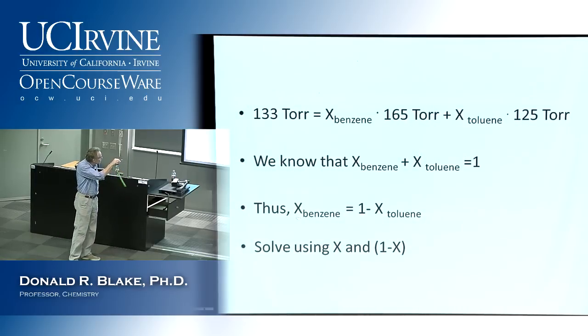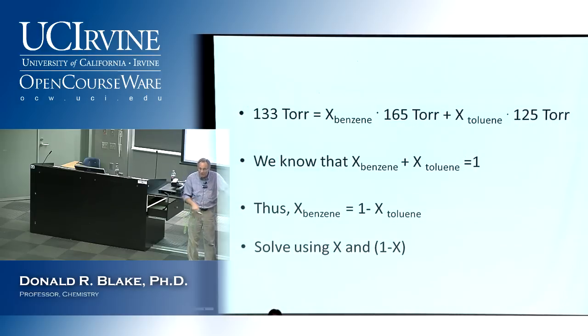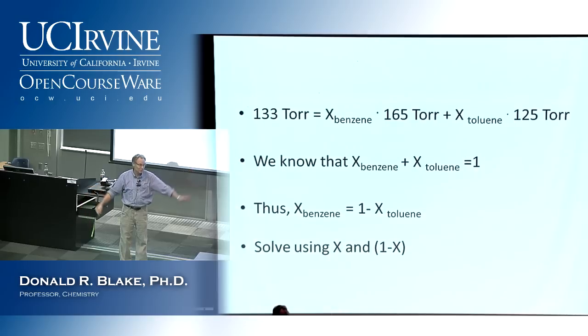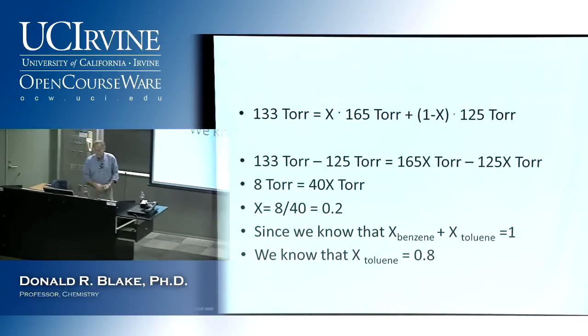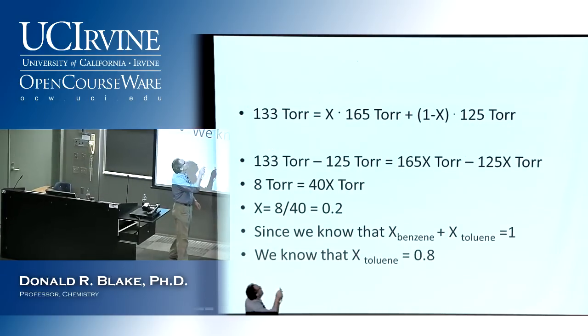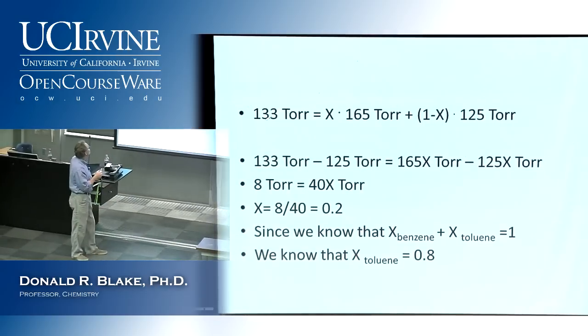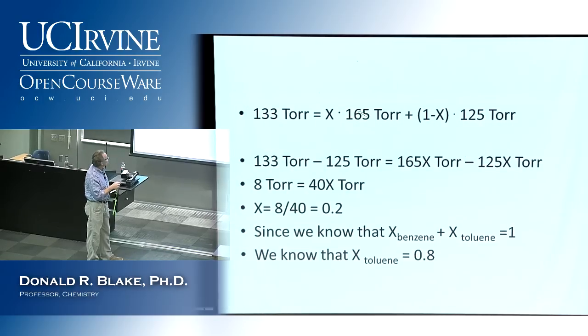So benzene mole fraction is equal to 1 minus this. So this is what you do, folks. Remember the old, I think eighth grade, where you say, okay, I'm going to assign one thing as an X and the other is 1 minus X. If you got two things, that works. If you got three things, it doesn't work. So you set it up: the pressure of this mixture is 133 torr, so it's going to be X times 165, and then 1 minus X times 125.